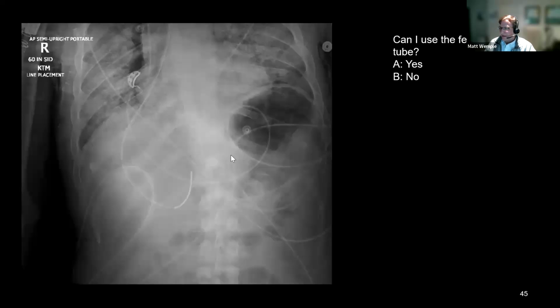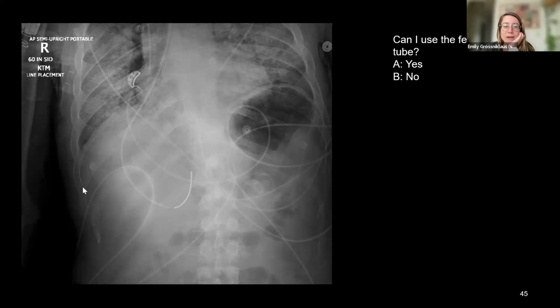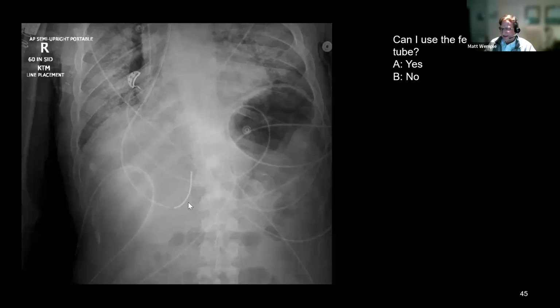Okay, great. One more. I think this is the last feeding tube one. Sorry, I think this one I might have accidentally missed. That's okay. If you guys want to just say yes or no, a few yeses or nos.